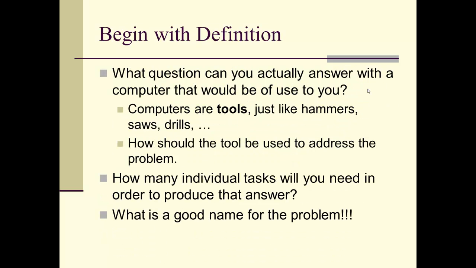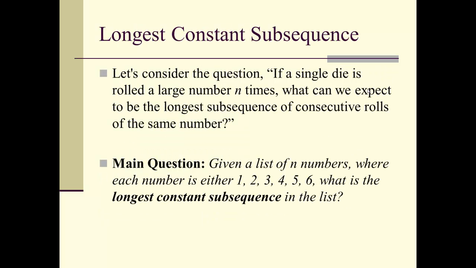Now, we have to begin with definition. Computers are tools, so that means we have to ask the question in a way that the tool will understand the problem. Is this a good bet? It's not something a computer is going to understand. Instead, we need to come up with a question in the context that a computer can understand. We need to figure out how many tasks we're going to need to answer that, and we're going to need to use good names. We're going to call this the longest constant subsequence problem.